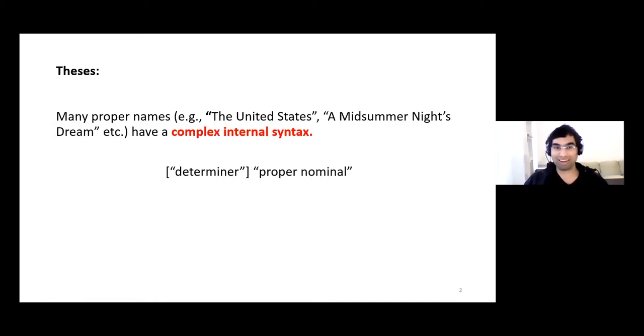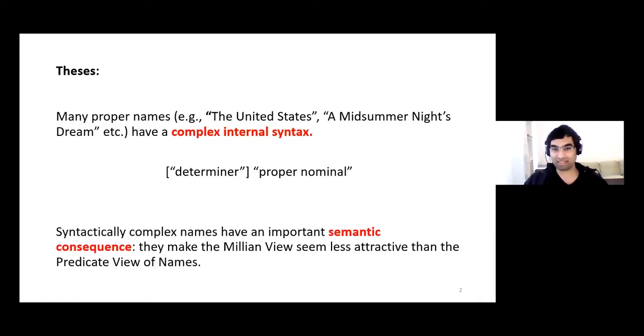Apart from this, I'll also argue that these syntactically complex names have an important semantic consequence. They make the Millian view of names seem less attractive than the predicate view of names. And I'll give a brief summary of the Millian view and predicate view of names at relevant points in the presentation. So roughly the presentation is structured in two parts. Each part argues for one of these two theses.